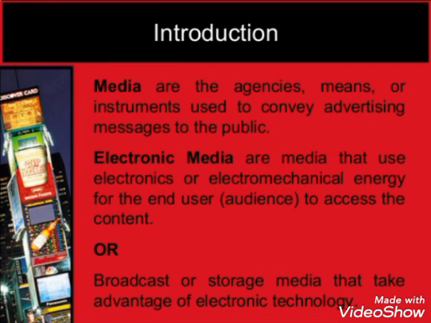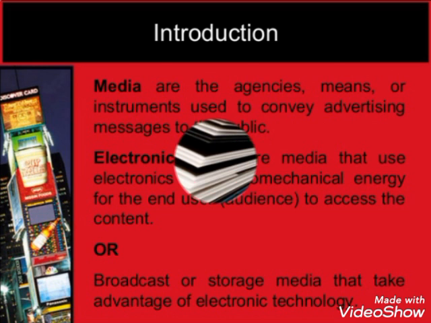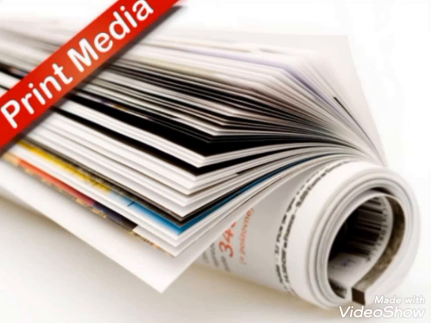Media are the agencies, means or instruments used to convey advertising messages to the public. Mass media is classified into two categories. One is print media and the other is electronic media. Print media include newspapers, magazines, books, journals and other printed materials. Electronic media include radio, television, satellite, computer. Now first of all, let us discuss print media in detail.